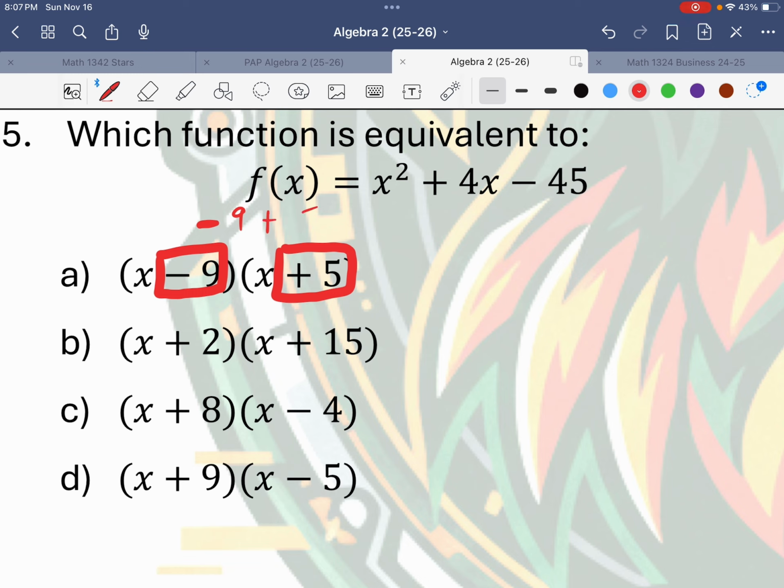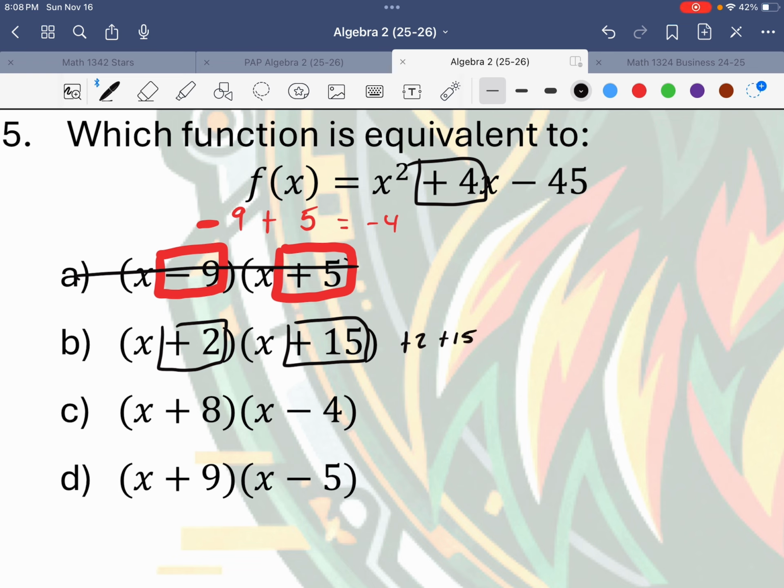-9 and a positive 5. If you add those together, it gives you a -4. I am looking for a positive 4, so then those don't work. A positive 2 and a positive 15. That gives you positive 17. Again, I'm looking for positive 4. That didn't work.